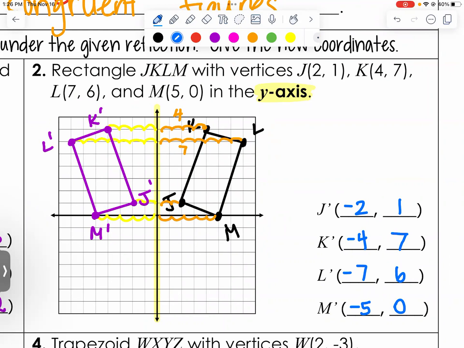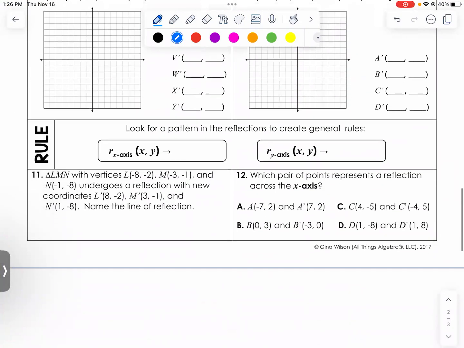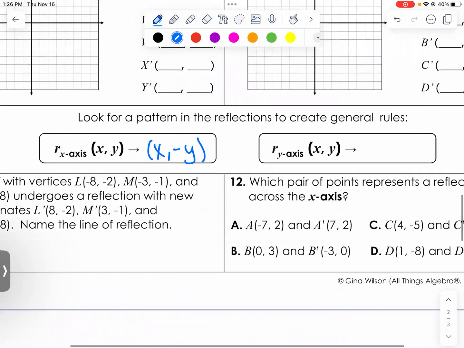All right, so now what do you notice about when we flipped over the y-axis? That the x coordinates went opposite. Isn't that crazy? Coincidence? No. So yes, it is true that when we reflect about the x-axis, our y coordinates are going to go opposite. And if we reflect about the y-axis, our x coordinates are going to go opposite.